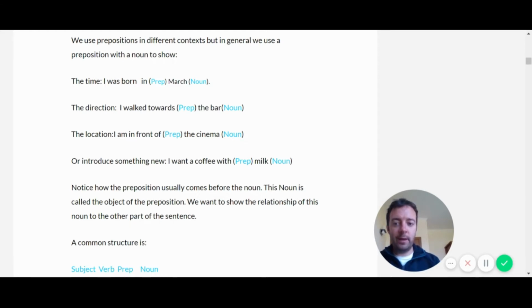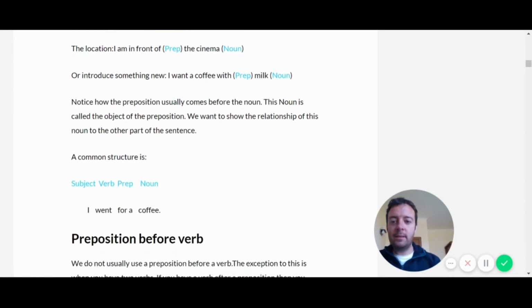And we have here the location. I am in front of the cinema. Okay, and the table is on the floor. That's the location. Or to introduce something new. So I want a coffee with milk. Okay, you're just adding something extra. I like to drink coffee with sugar. Okay, you're adding something new.